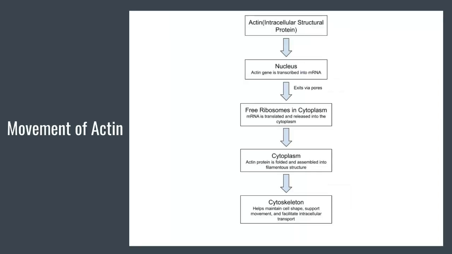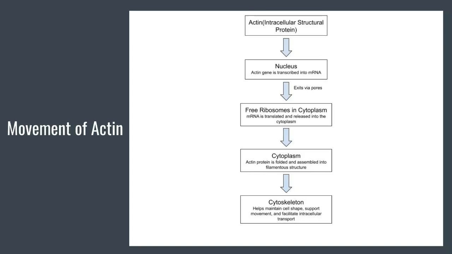The next one we're going to be looking at is actin, and actin is an intracellular structural protein. So unlike exported proteins or secreted hormones, actin is synthesized for use within the cell. Its gene is transcribed in the nucleus, and the resulting mRNA is translated by free ribosomes in the cytoplasm. Actin undergoes folding and assembles into filaments that become integral components of the cytoskeleton.